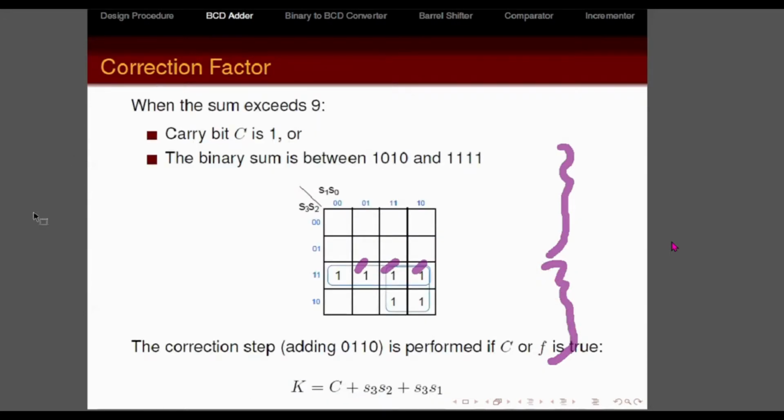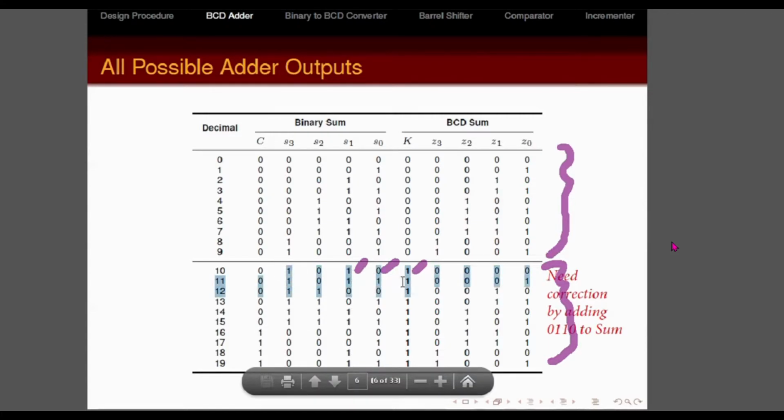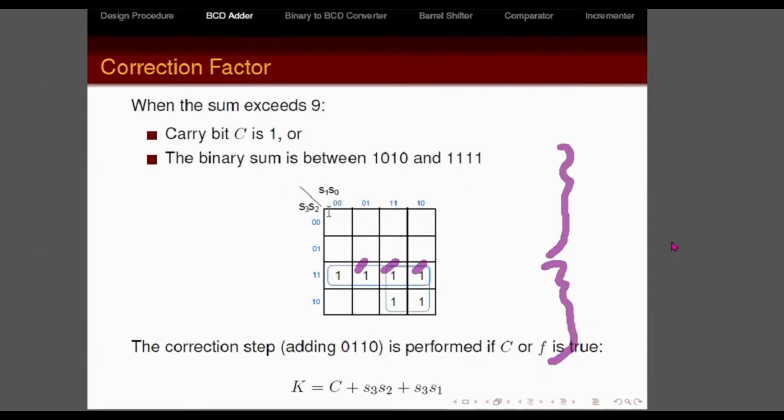Here. So the correction factor, if you look at the previous, what it says is that your K will be 1 as long as your C is 1 here, or if the number is greater than 9. For example, in 1, 2, 3, 4, 5, when K is 0, the combination here is more than number 9. Therefore, you come up with this correction factor method.